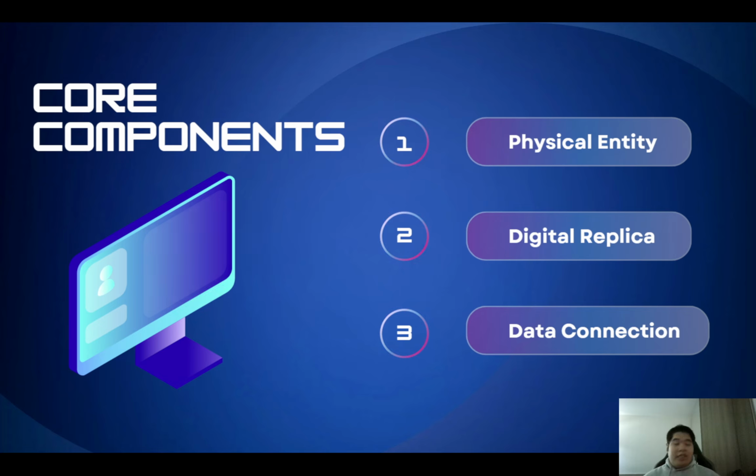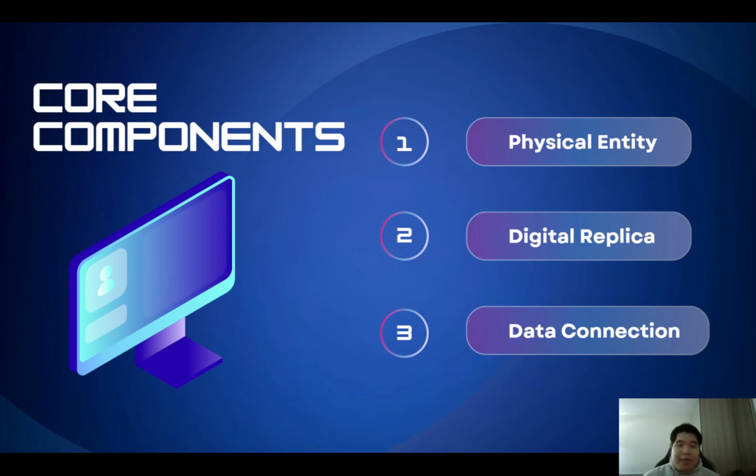Next is the digital replica. It's the replica of the physical entity, but in digital form. This is the software model that simulates the physical twin's behavior, as it uses data or historical records and simulations, and of course AI right now, to replicate how the real world entity functions and responds in different scenarios.